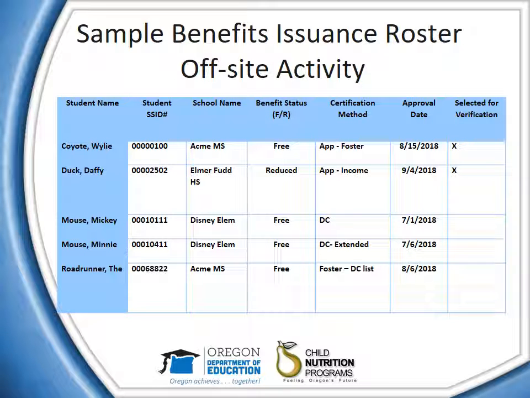Here is an example of a benefits issuance roster. The individual student information must contain the student's name, the district student ID number (the preference is to use Secure Student Identification Number, or SSID), the school name, benefit status, whether they're free or reduced, method of certification, which is the application, direct certification, homeless, migrant, foster, and the date of eligibility determination or approval. If possible, include an indication of students who were selected for verification.